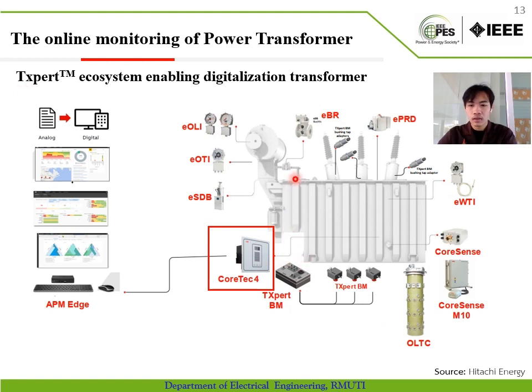All these sensors monitor the status of the transformer and transfer the data to the control unit. These data are taken for analysis through APM, Asset Performance Management, or transmitted to a user interface or SCADA for analysis and to predict the aging of the power transformer.